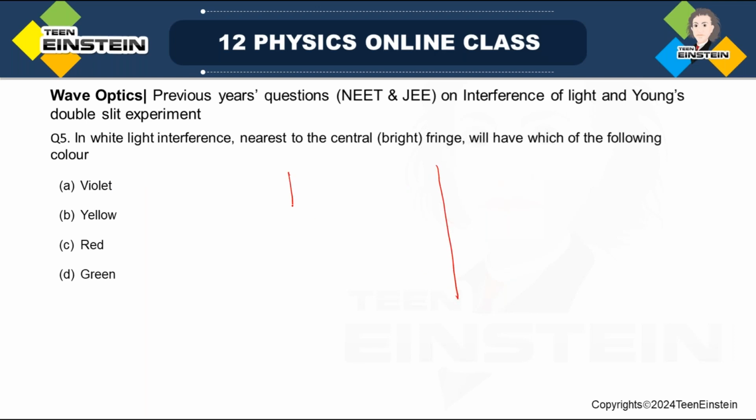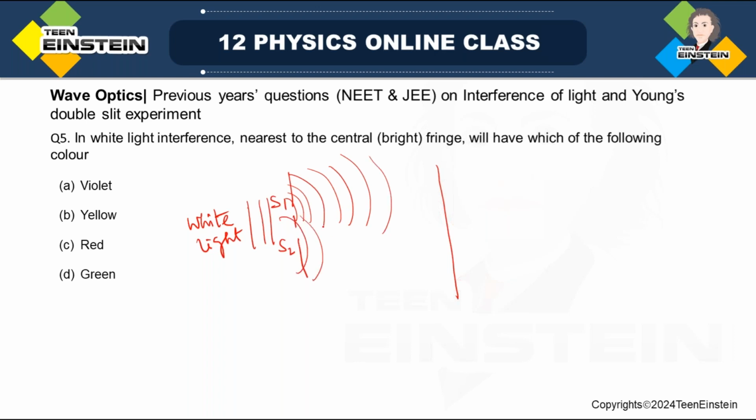In Young's double slit experiment, when we use a white light source, these slits will be illuminated by white light only, right? Okay, plane wave. Anyway, let us say like this, and then from here they will interfere. We have seen this figure, and they will interfere at some point P, Q, etc.